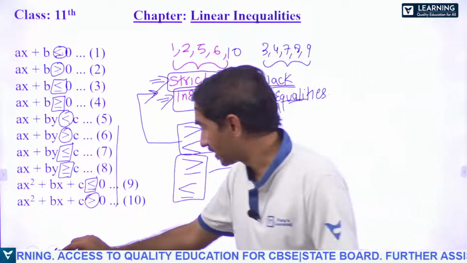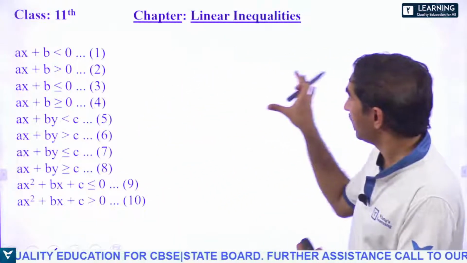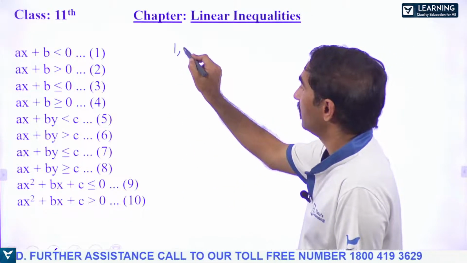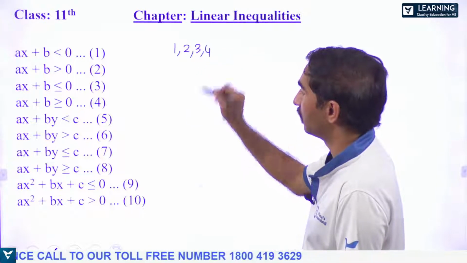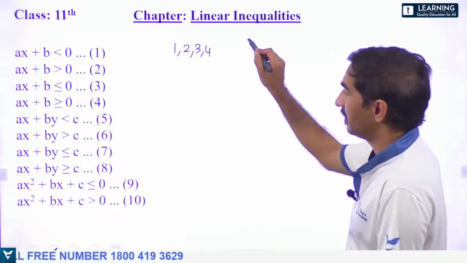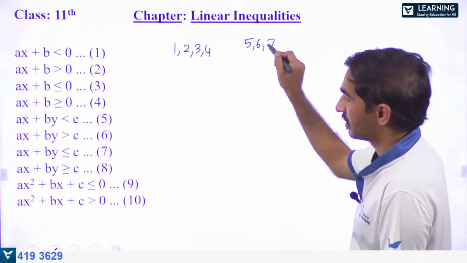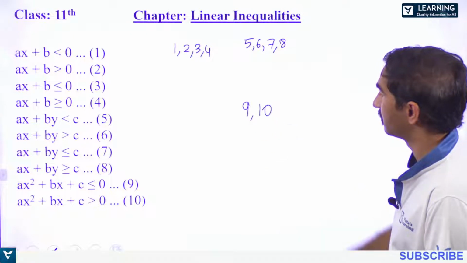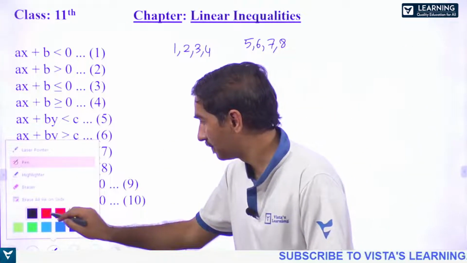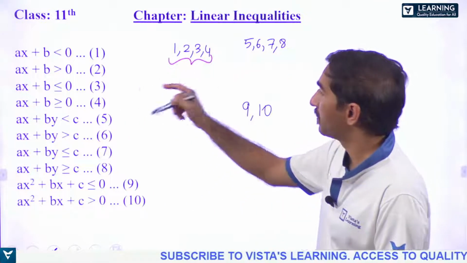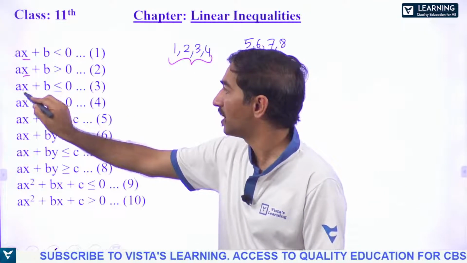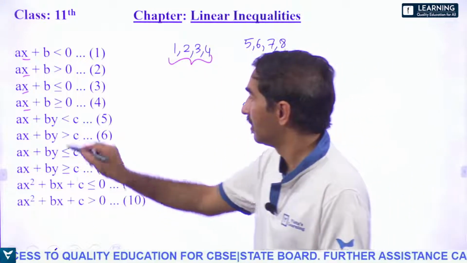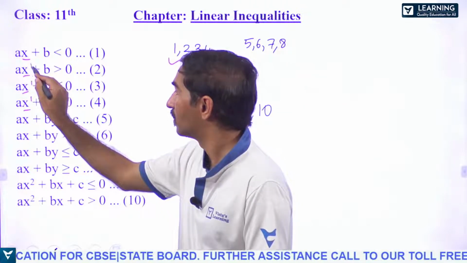Moving on further. Apart from slack and strict inequalities, there are others also. So for example, now let us write 1, 2, 3, 4. On this side we'll write 5, 6, 7, 8, and down we'll write 9 and 10. Again, classification, have a look at them. In 1, 2, 3, 4, observe them: only x we have, x, x and x. Only one variable is there. What is the highest power? 1, 1, 1 and 1.